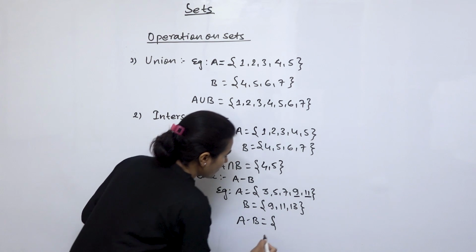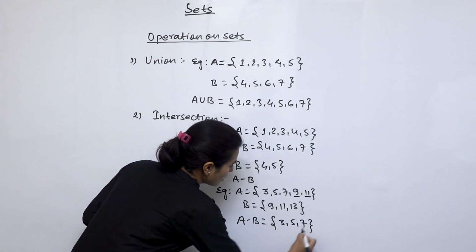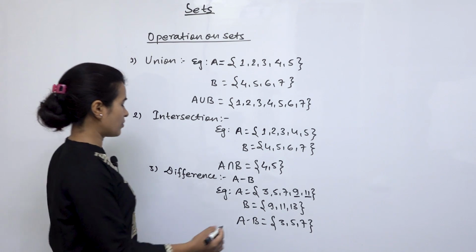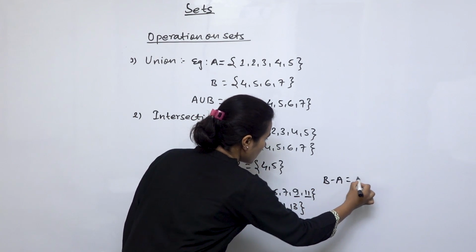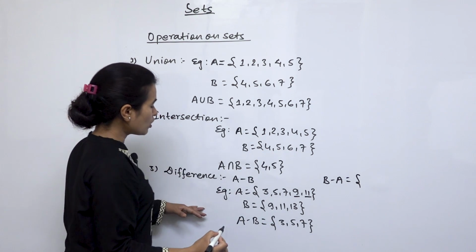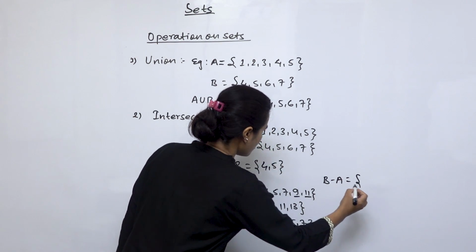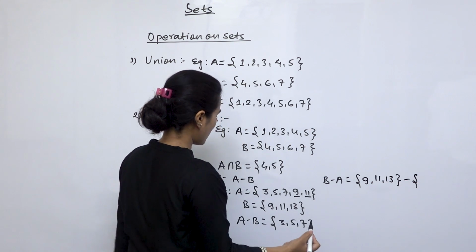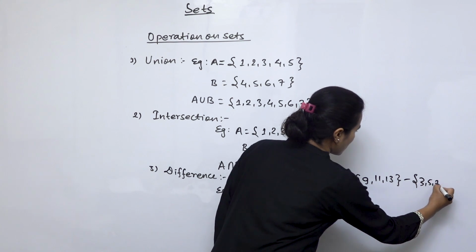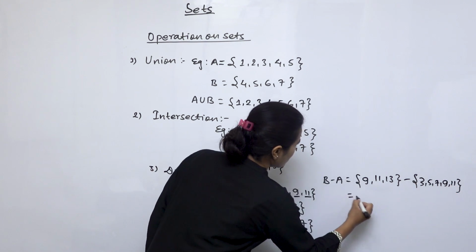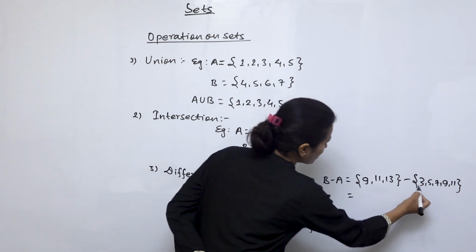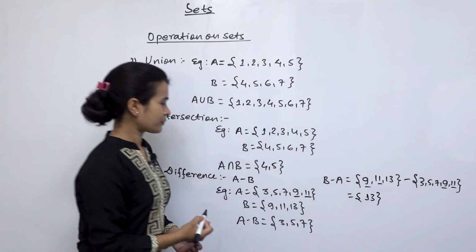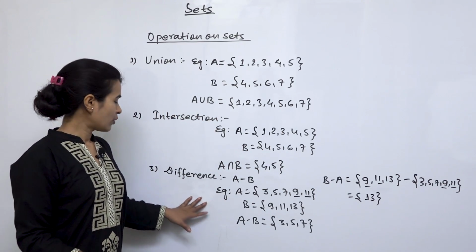So we should remove all the members of B from A. So 9 and 11 are removed, and 3, 5, 7 are the difference of A and B. If we need to find B difference A, we need to remove all the members of A from B. So 9, 11, 13 we have in B, and in set A we have 3, 5, 7, 9, 11. So B difference A means from B we remove the members of A, 9 and 11. So B difference A is 13. So this is how we need to do difference.